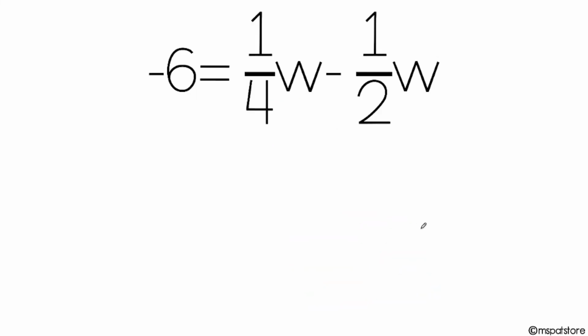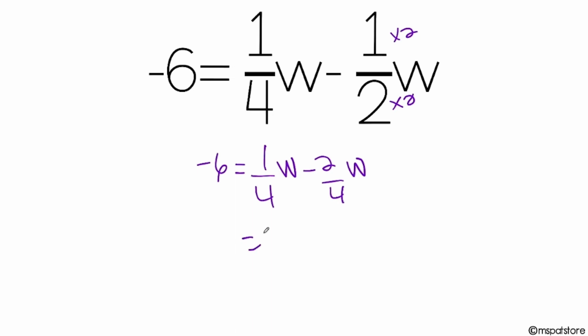So let's take a look at this example. In this case, I have these two like terms, but they have different denominators. So I need to find the least common denominator before I do any operation. So it will be times 2 here and also times 2 here. So I can have 1/4 W minus 2/4 W. All right, so I have negative 6 here. As they have different signs, I need to subtract their numerators and keep the sign of the greatest absolute value, which in this case is negative 2/4. So 2 minus 1 is actually 1, so it's negative 1, and the denominator stays the same. Then you bring down the negative 6.